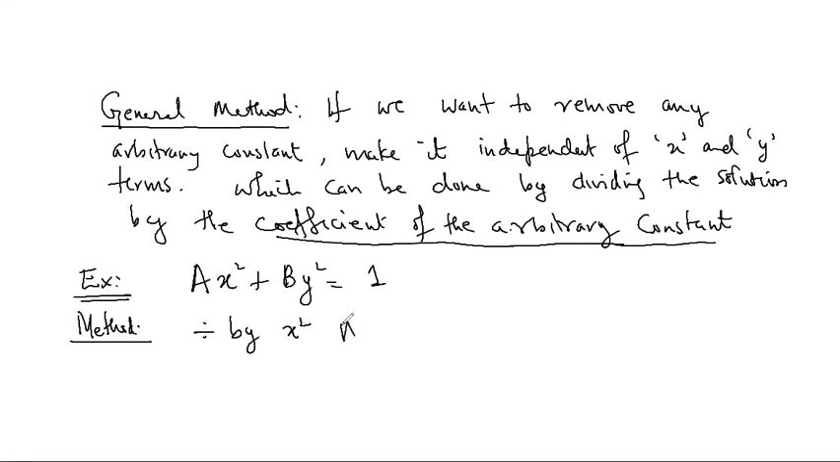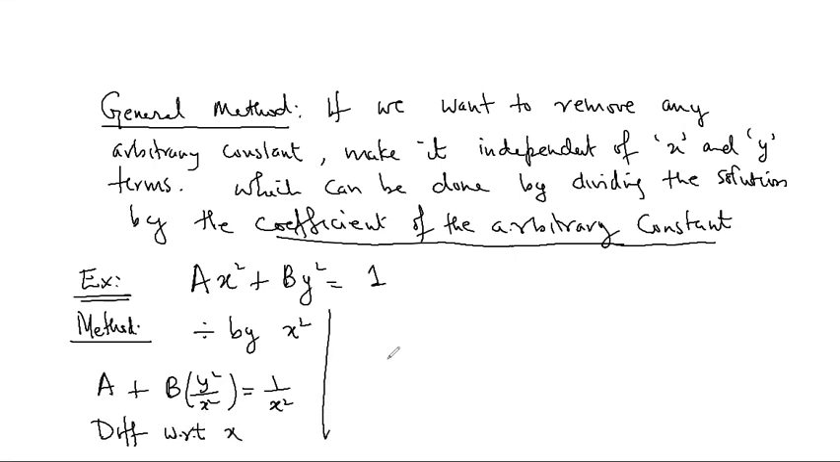So what will you get as the answer? I'll write it down. What will this function become? A plus b y square by x square plus 1 by x square is equal to 1 by x square. Now I'll differentiate with respect to x. When you differentiate with respect to x, what will happen?